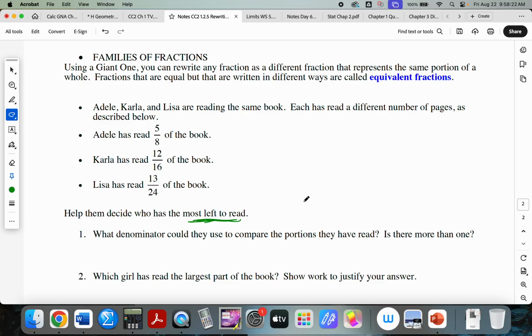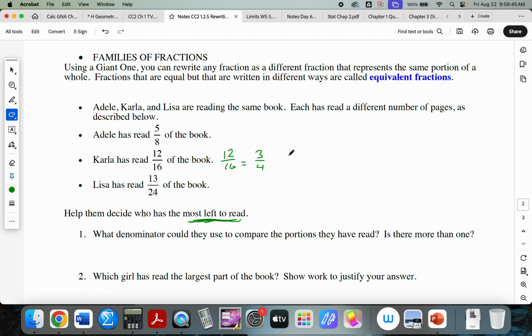Carla's. Yeah, Carla is 12/16. Can I reduce that? Can I simplify it? Yes. 12/16 is equal to 3/4. That's going to make my job of finding a common denominator easier.